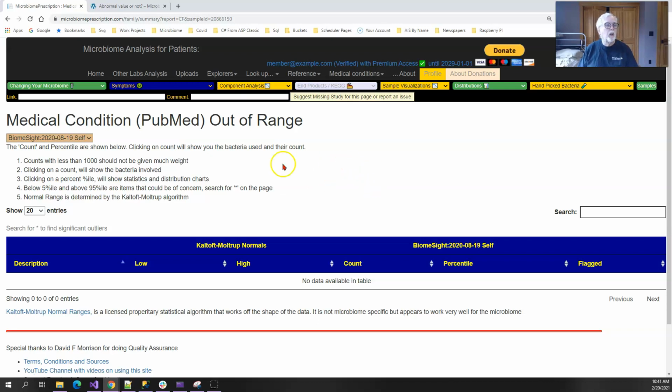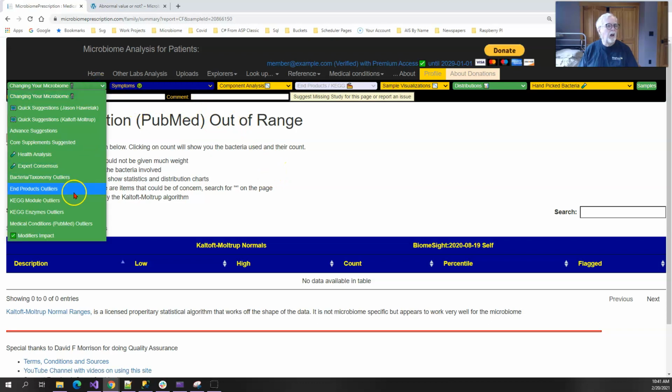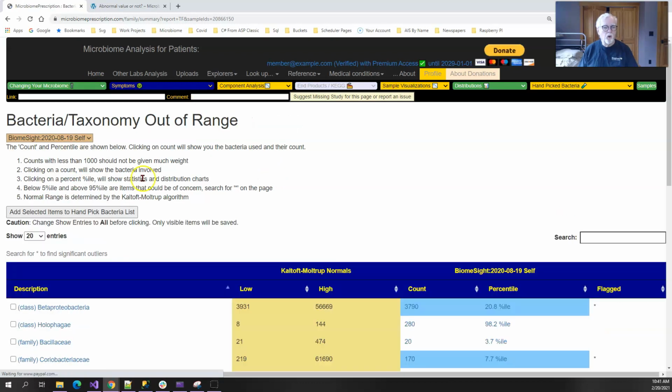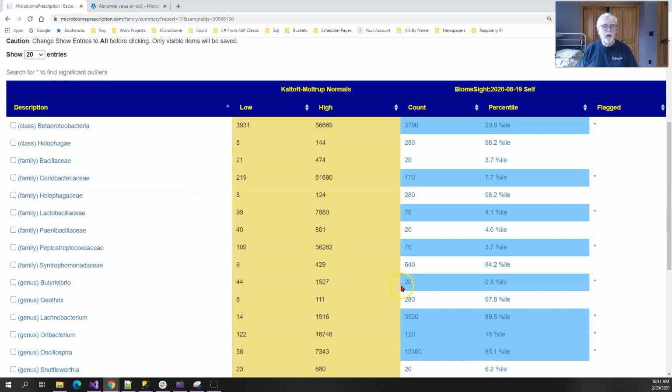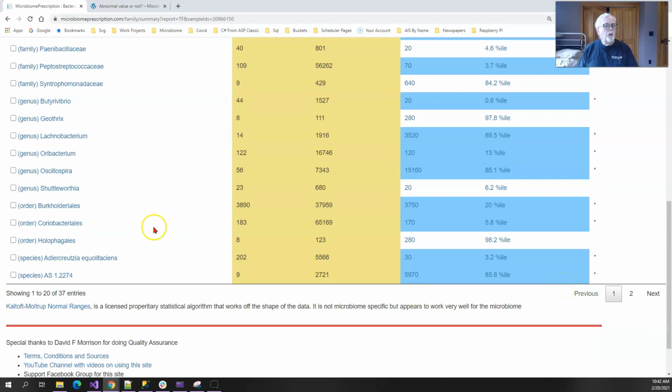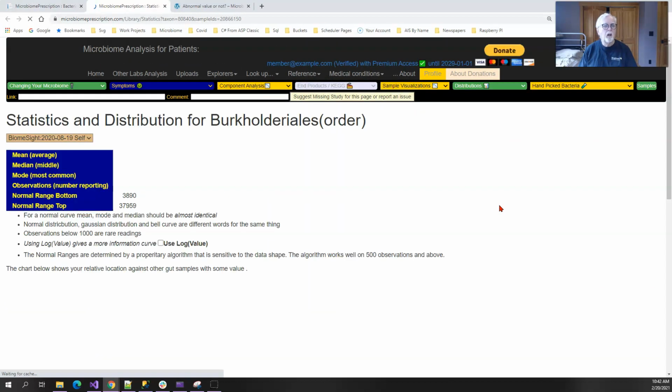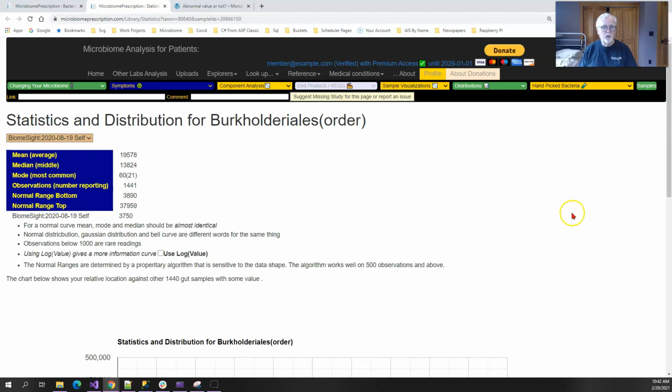Okay, now, that gives you a whole bunch of different things. Let's take a look at a couple of other changes. Let's go back to bacterial outliers, which hopefully will work this time. And we go down, we see a variety of things. I'm going to take a look. Here's one which we have a low amount of. I'm going to click on the percentile, which should, fingers crossed, take me to a chart. And it does. So didn't break that.